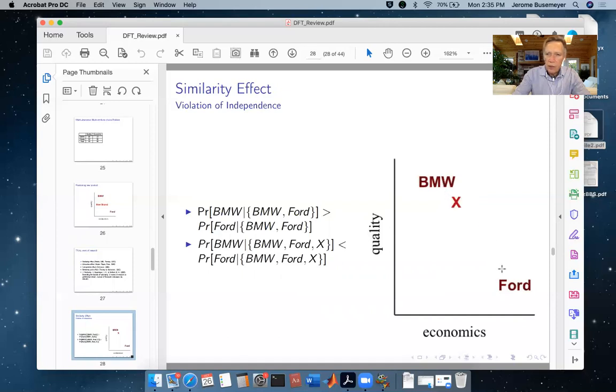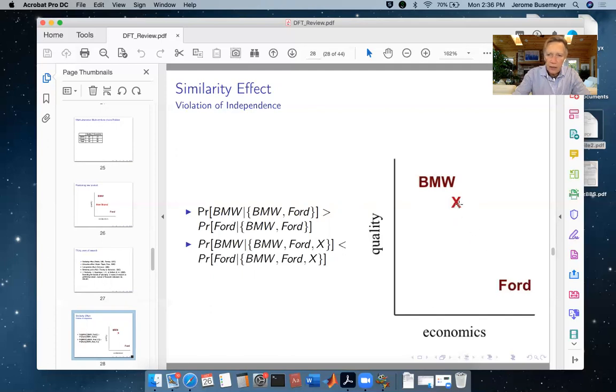So we first look at choice probabilities for the BMW and Ford, and we establish some kind of preference ordering between these two. Let's suppose, for the sake of argument, that the BMW is chosen more frequently than the Ford in the binary choice. That's fine, maybe quality is more important. So let's say the choice probability is 0.6 for the BMW over the Ford: BMW gets 0.6, Ford gets 0.4. Now we introduce another option right here, X. So now it's a choice between all three options, a three-way triadic choice.